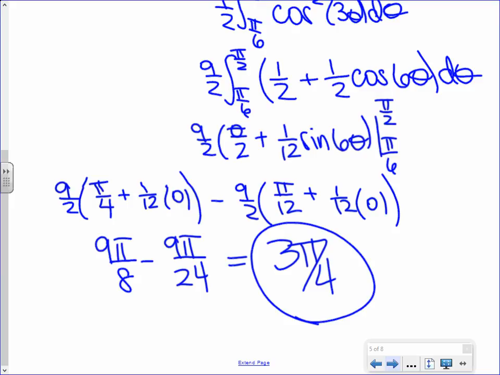Is it always going to cancel out? Well, if you play your cards right, we picked nice values, right? Pi over 2 is a nice thing to plug in. 0 is a nice thing to plug in. I wouldn't say it's always going to cancel out.